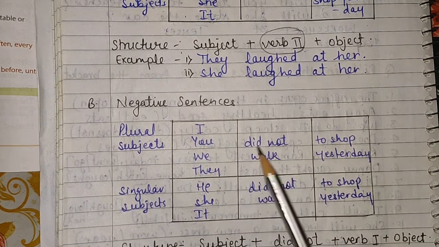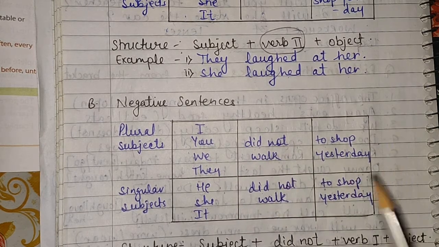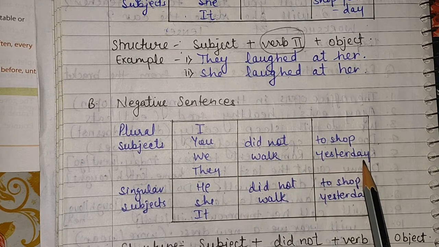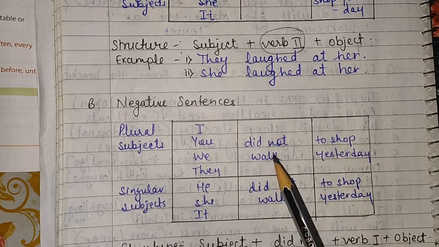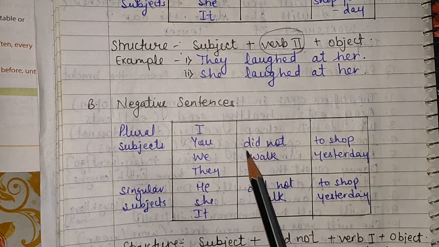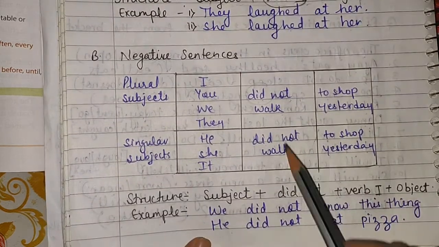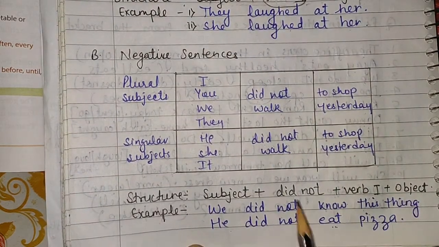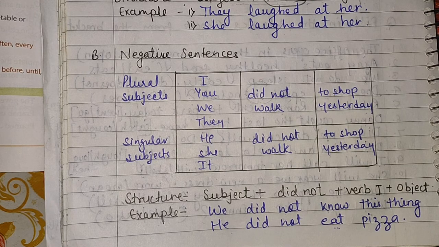I did not walk to the shop yesterday. We did not walk to the shop yesterday. They did not walk to the shop yesterday. Now here you can see I am using did. Okay, in the structure it is did here. We are using did. So likewise, like we did in simple present tense for a negative sentence, with do and does we are using the first form of the verb.